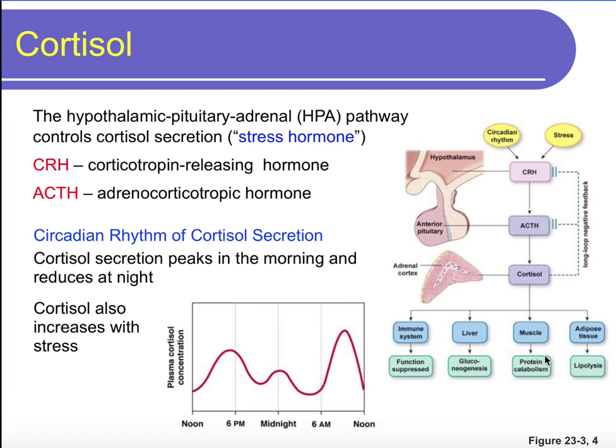Our muscles will break down protein and release it into the blood. We will also break down our adipose tissue. And we will also decrease the activity of the bone marrow, which suppresses the immune system and causes a suppression in immune function. This is why people tend to get sick a lot when they are stressed. And cortisol is released in a rhythmic pattern, so it tends to be higher in the morning and lower at night. That makes sense because in the morning, you want to release cortisol to kind of get your body going.